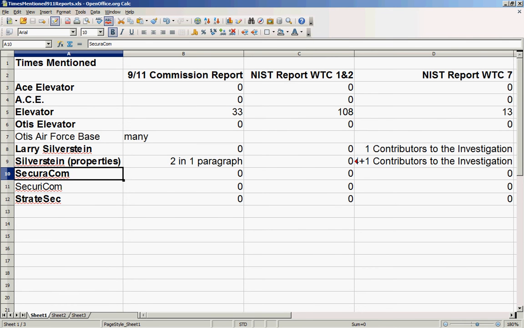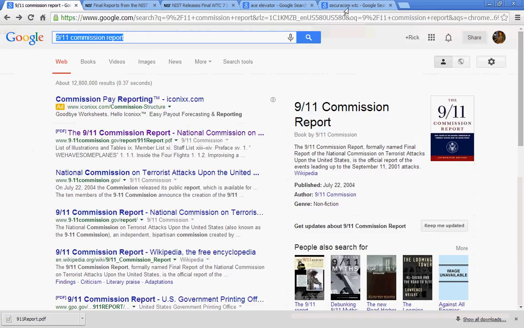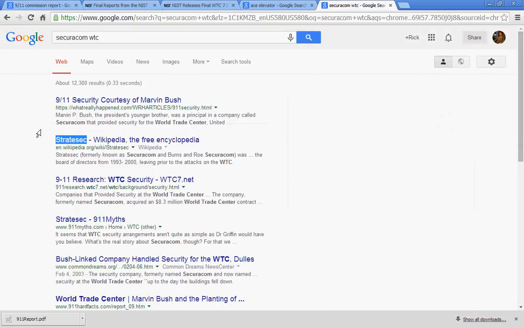By the way, you can look up Securacom on the web. You'll find that it was the company that provided security for the World Trade Center 7, and that Marvin Bush was one of the board of directors, the younger brother of George Bush. And the company changed its name to Stratasec. So let's try those search terms. Securacom.